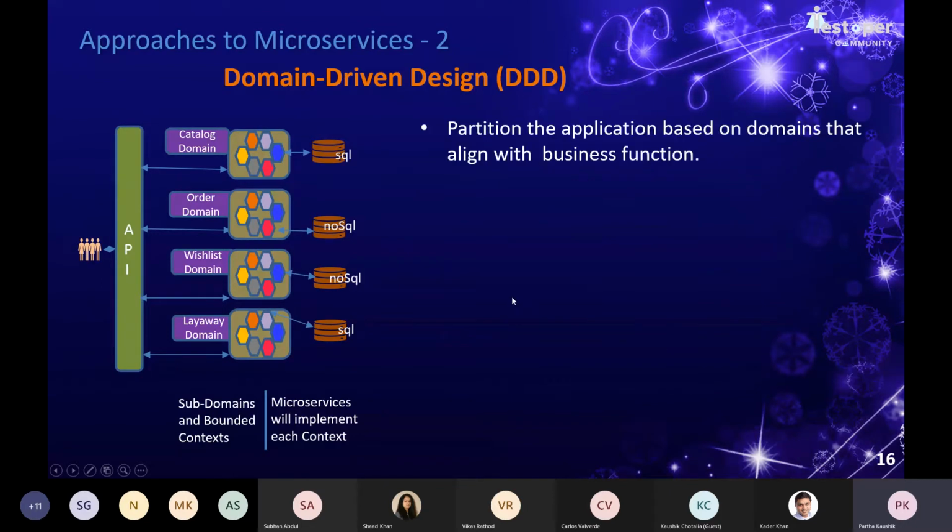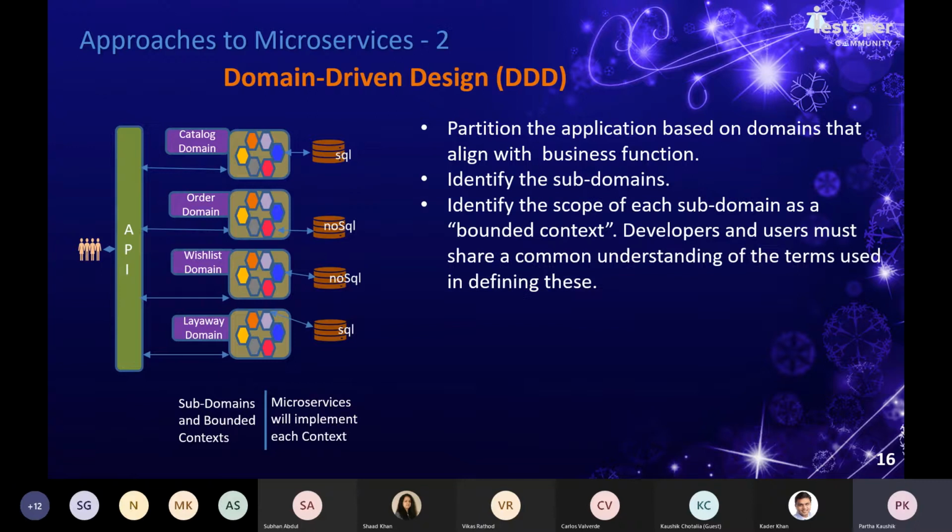So partition the application based on domains that align with business function, right? And then identify the subdomains. What are within each domain? What are the smaller functions that need to be met? And only one of them should actually write to the database. Every one of them should not be writing to the database generally, but it could happen. But generally, no.